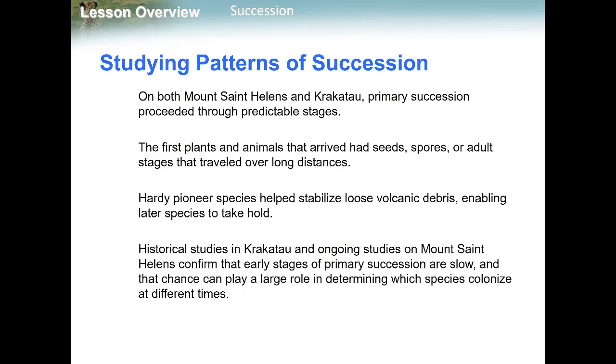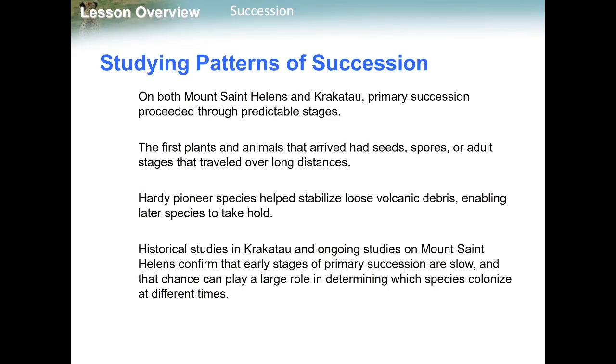In both Mount St. Helens and Krakatoa, primary succession proceeded through the predictable stages because there weren't any other disasters or things happening. The first plants and animals that arrived actually brought in seeds, and animals bring them in their fur and their feathers, and spores, and then adult stages that traveled over long distances also came into the area. Hardy pioneer species helped to stabilize the loose volcanic debris, and that enabled other species to come in and take hold.